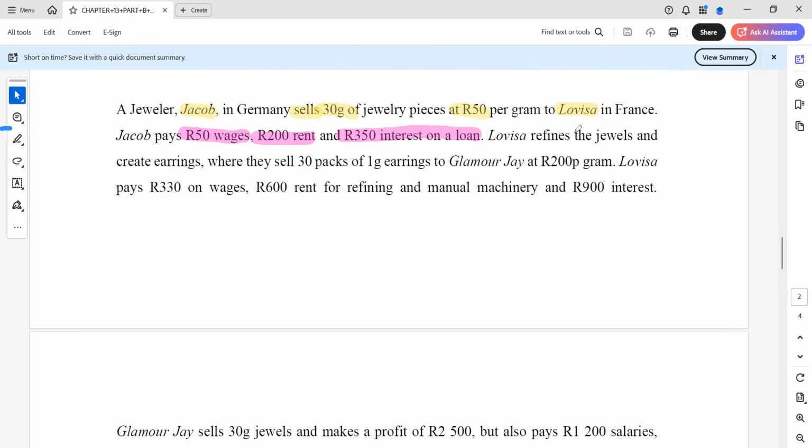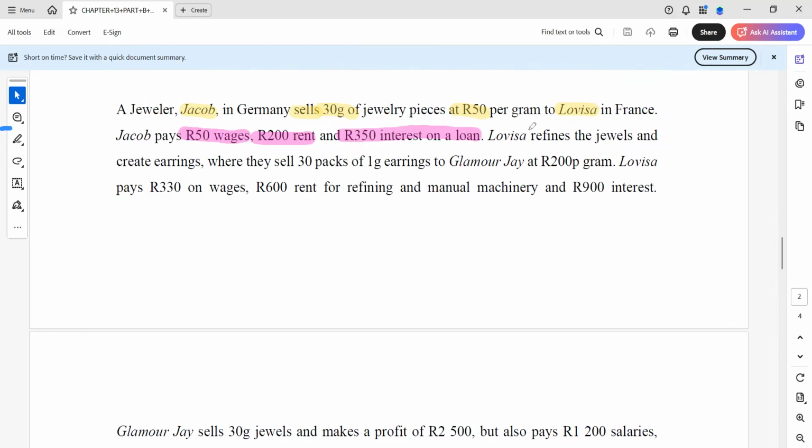And then Lovisa refines the jewels. So Lovisa first buys the jewels from Jacob in Germany, right? Then he refines the jewels, meaning that the product he purchases from Germany is not the final product that he's going to sell. He firstly has to do something to it, which is to refine the jewels and then create earrings, right? Where they sell 30 packs of 1 gram earrings to Glamour J at 200 rand per gram.